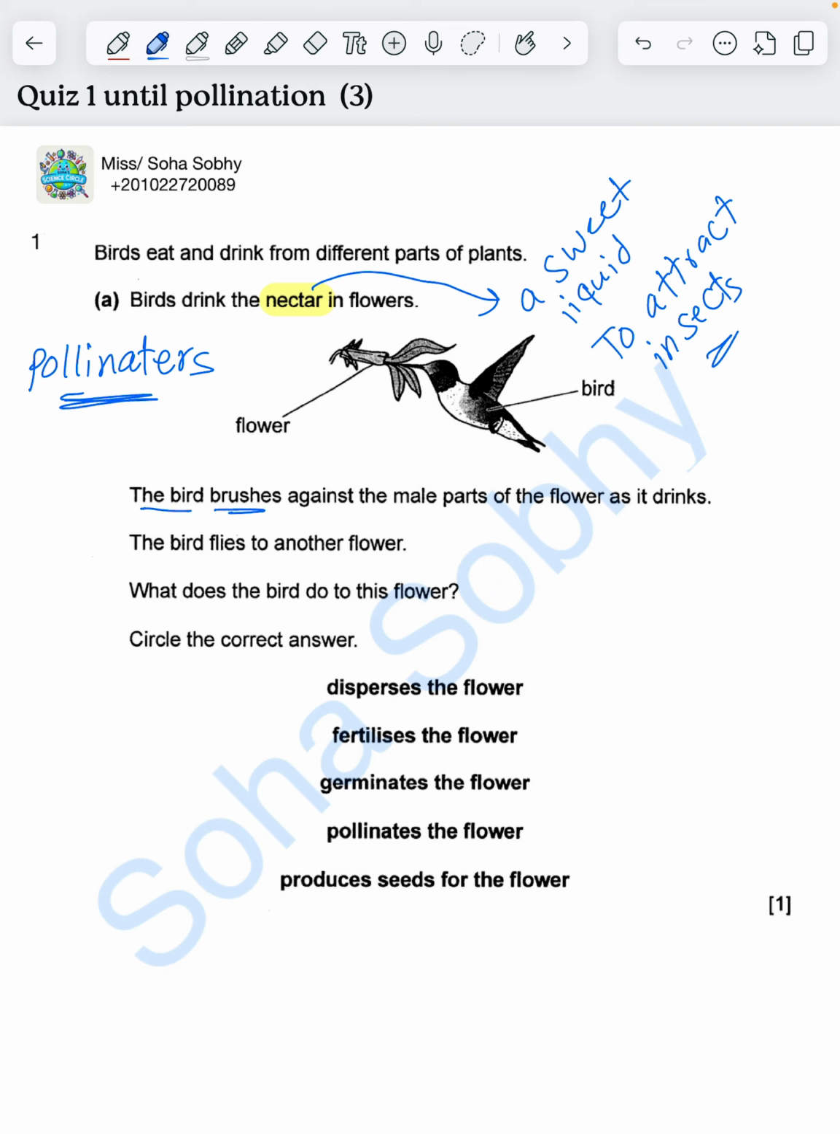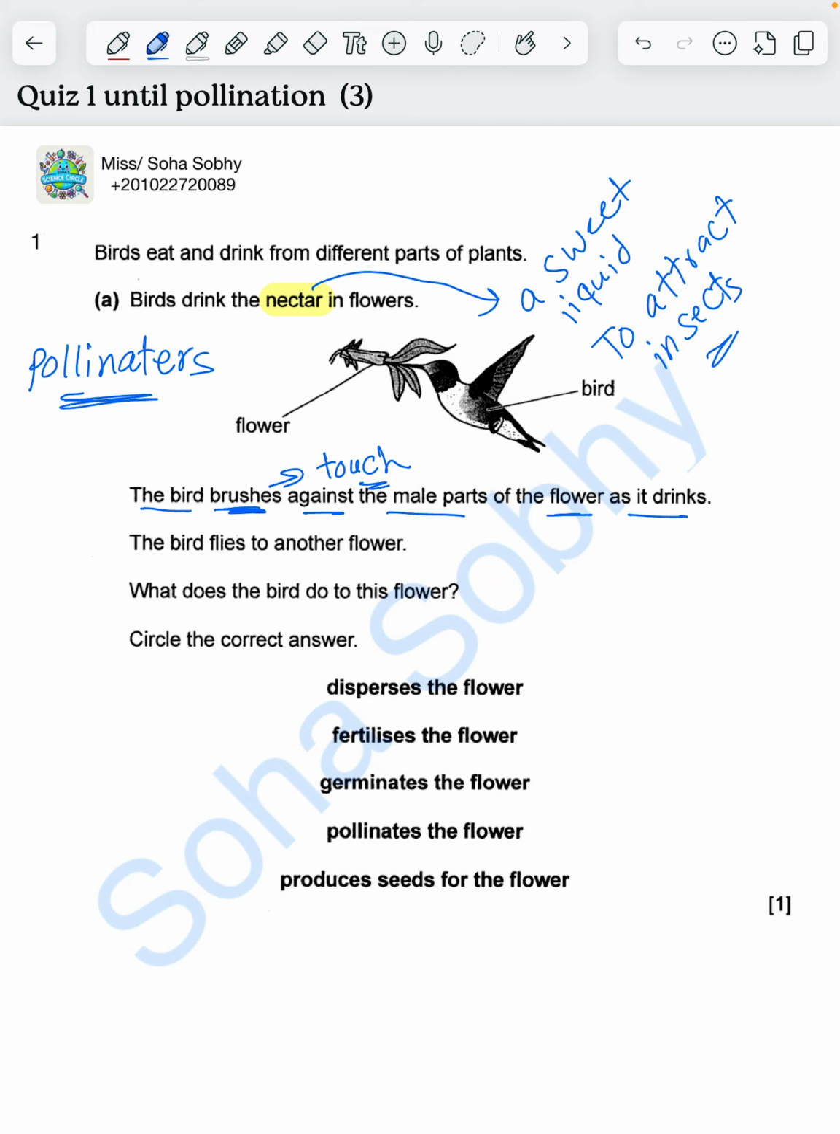The bird brushes against the male parts of the flower as it drinks. What does it mean by brushes? Brushes means touch. The bird flies to another flower. What does the bird do to this flower? Here, when the bird touches the male parts, some of their pollens attach and stick on the bird. So here, the bird will carry the pollen from the anther to the stigma of another flower.